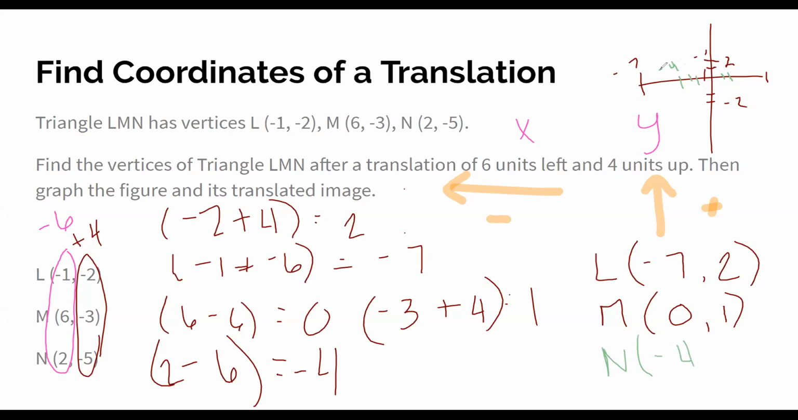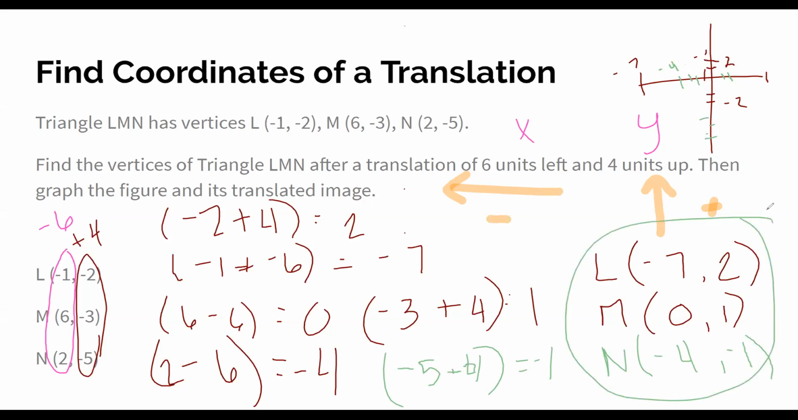So I have -4, and then I have -5 plus 4. If I'm at -5 and I move up 4, I would be at -1. So let's say I'm at -5. I have 1, 2, 3, 4, which would put me at -1. So these right here are my new coordinates for my new triangle that I have created.